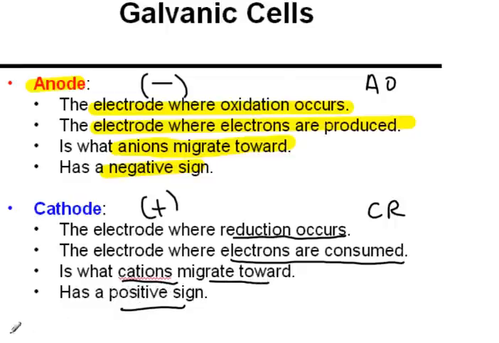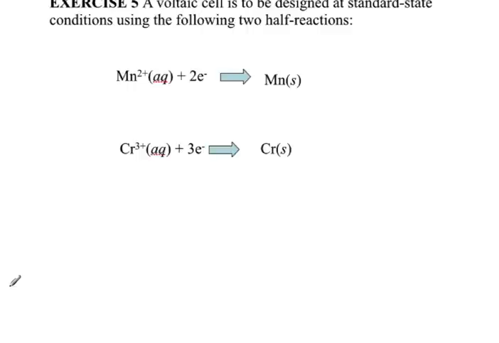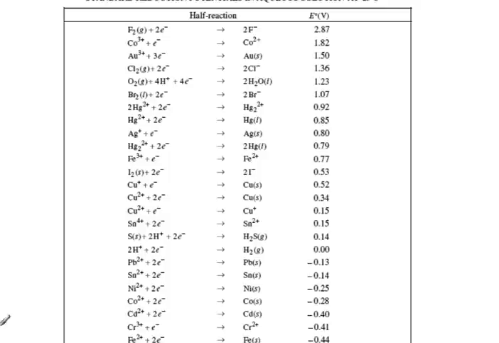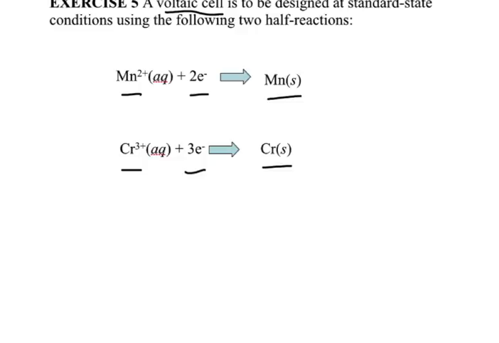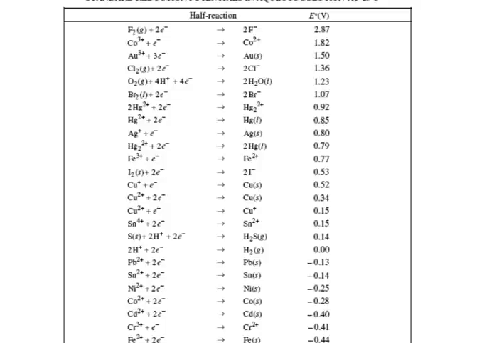So how do you put all this information together to produce an electrochemical cell? Here's an example. I have Mn2+ plus 2 electrons giving Mn solid, and Cr3+ plus 3 electrons giving chromium solid. They want me to make a voltaic cell. Well, the first thing I'm going to do is find my best friend, which is my reduction table. So I look at my reduction table, and I have to find both of those: Mn2+ and Cr3+.